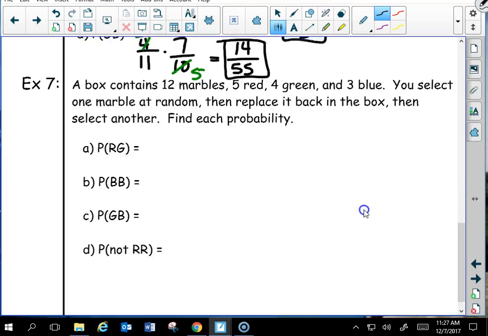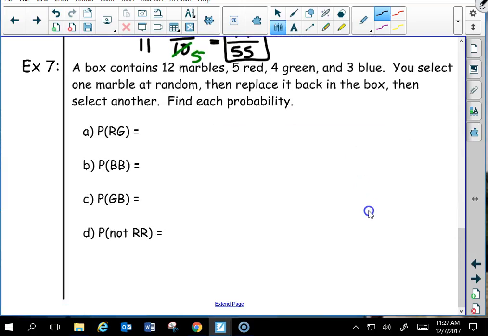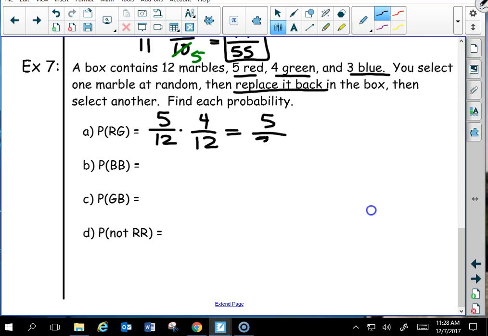I'm going to press on because this is the last example. And same kind of arrangement, except for now we have 3 colors. And we also replace it. Okay, so we pull the marble out and throw it back in. So probability of picking a red and then a green. Well, there's 5 out of the 12 that are red. We pick that red, we throw it back in, and we still have 12 marbles. The probability of picking a green is 4 out of 12. And I'll spare you the reducing. I got 5 out of 36.